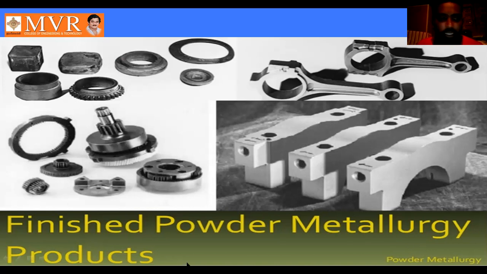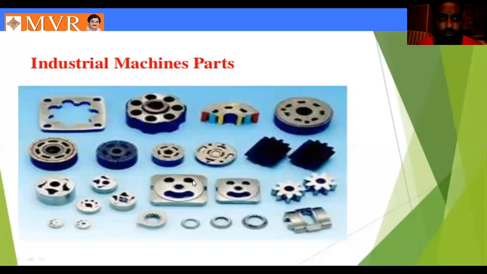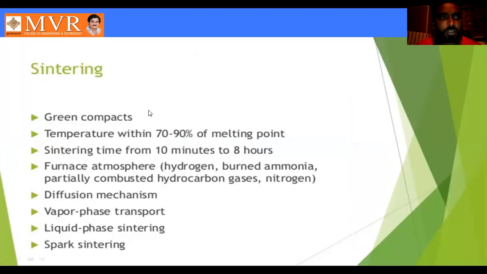Finished powder metallurgy production, like this one. See here, industrial machining parts. By using powder metallurgy we make this type of industrial machine parts. So next, the important topic comes here.